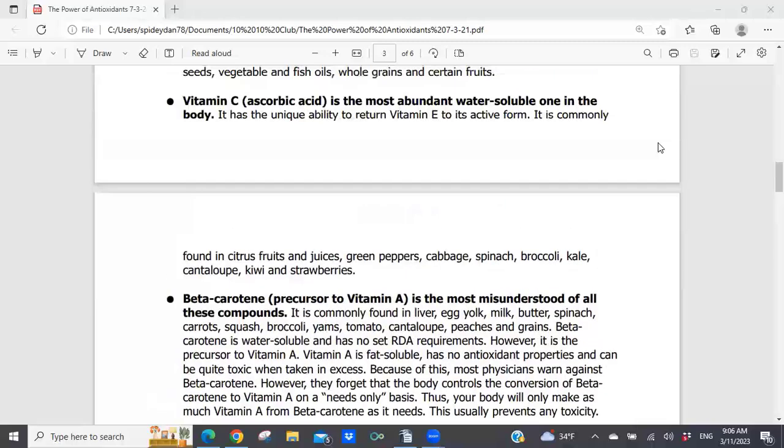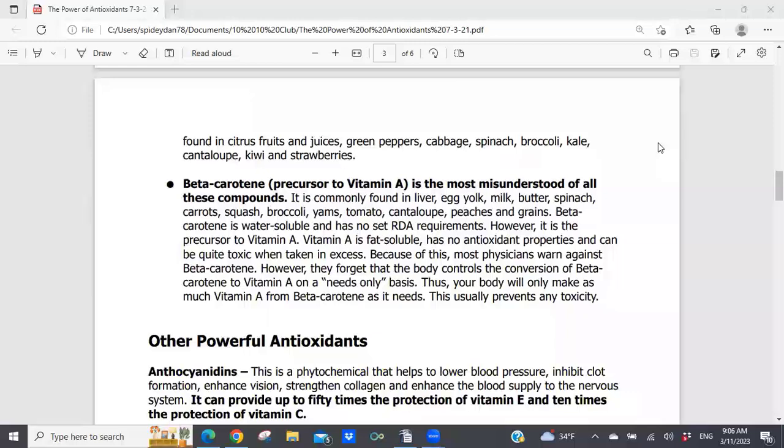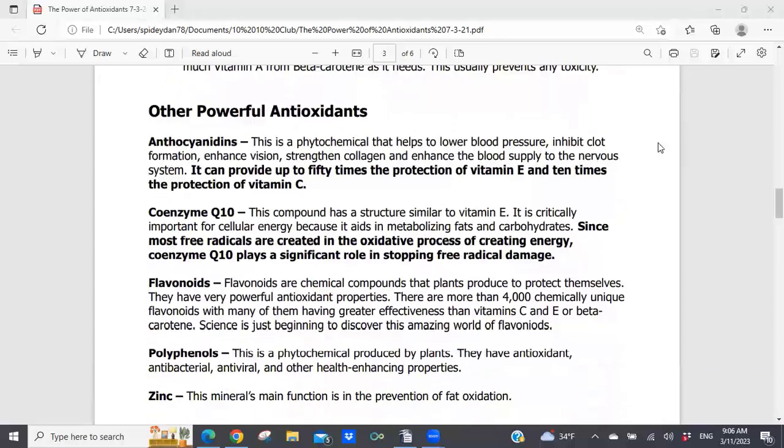So if you're looking for three key vitamins that you need to consume on a regular basis, you want to make sure that you have a consumption of vitamin E, vitamin C, and beta-carotene. Those would be your three primary vitamins to help you bring a lot of antioxidants into your system, and especially with the beta-carotene, having the body convert beta-carotene to vitamin A as it needs it. Now, there are other powerful antioxidants, anthocyanins.